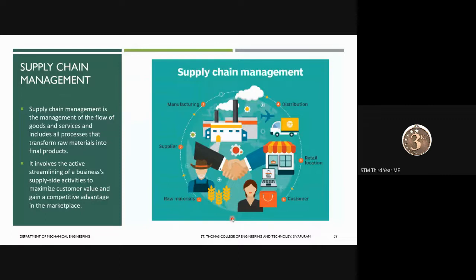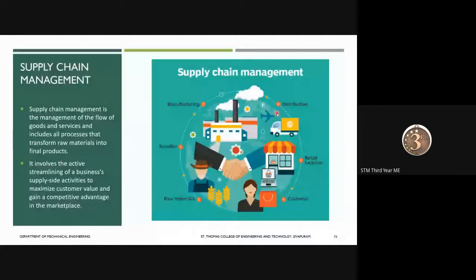You can see here, from the procurement of raw materials, it is obtained by the company from a supplier, and after that manufacturing is done, then it is distributed to the market. The distribution is by means of air, water, or land, then it goes to the market, that is a retail location, and finally to the customer. So these all come under supply chain management.